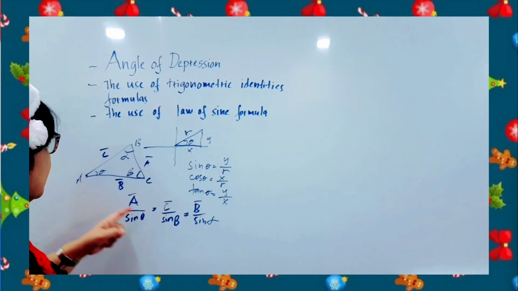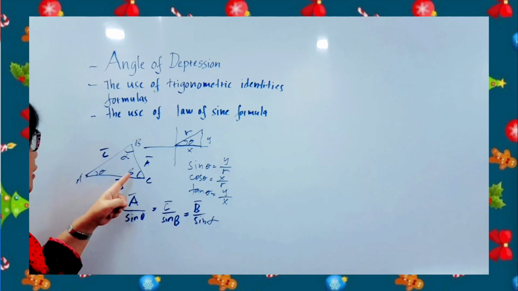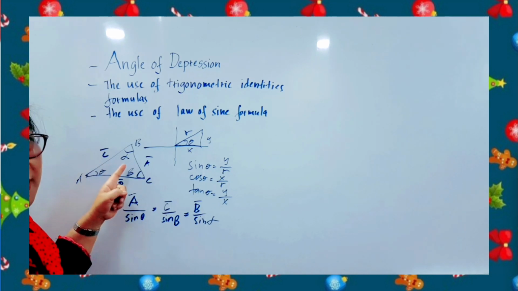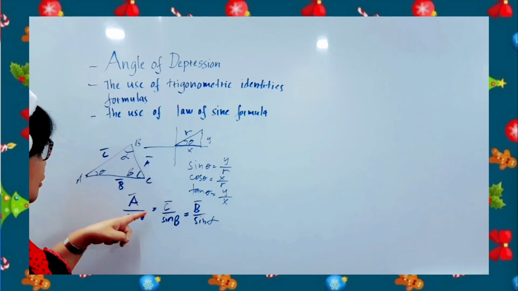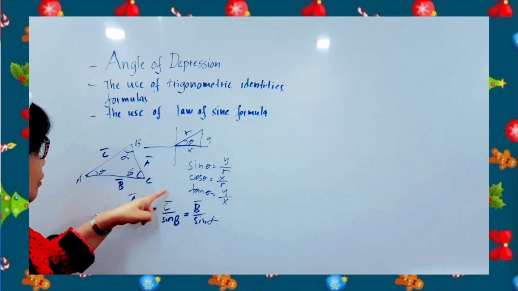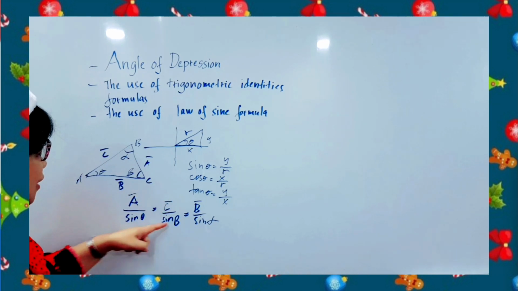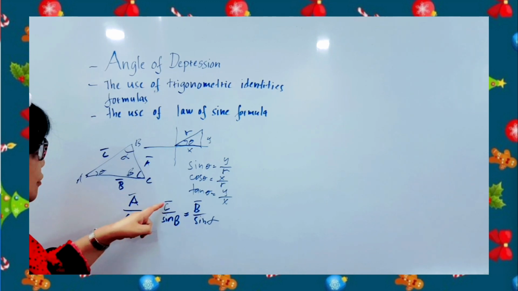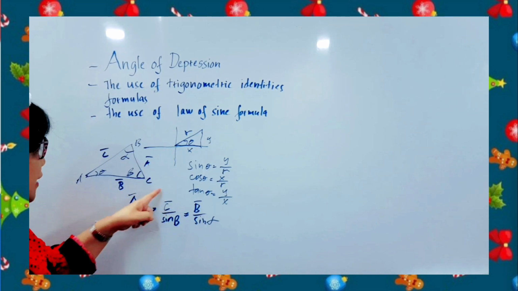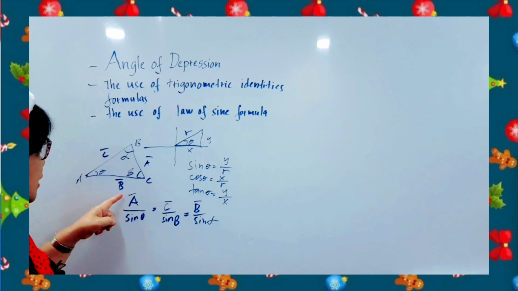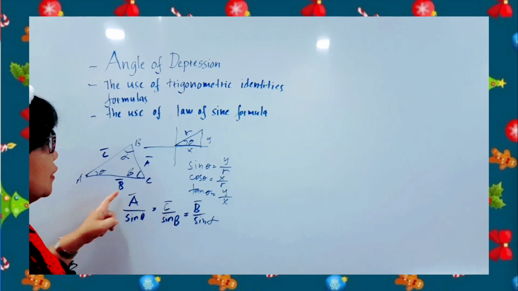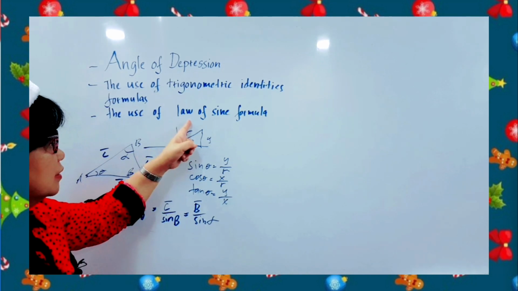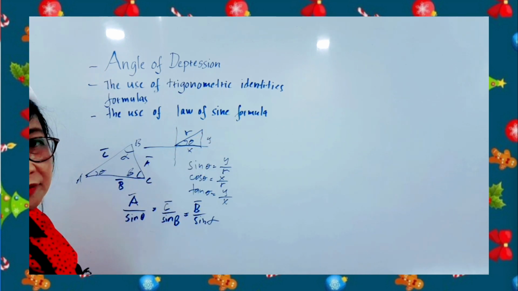We can use this one if, for example, two angles are given and one side is given, so we can solve the other side. For example, two angles are given and this one is given, so we can solve side C. That means we can use this formula. We call it the law of sine formula.